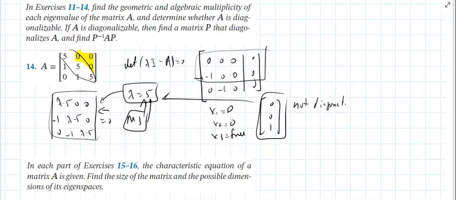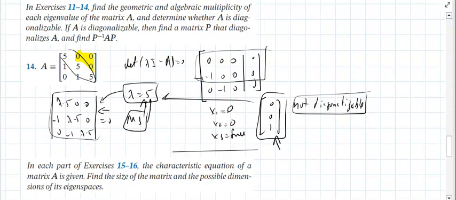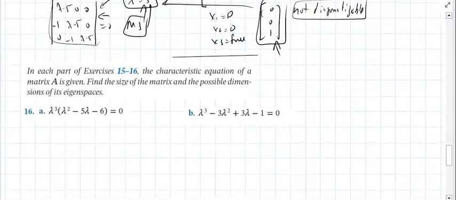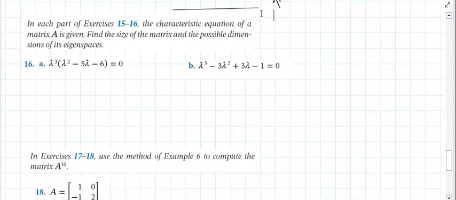Diagonalizable. I need an n by n to be able to find the inverse, right? This is 3 by 1. Another example, elaborating on what we just said. Characteristic equation has to do with polynomials from college algebra or pre-calculus, wherever you saw this. The characteristic equation of a matrix A is given. Find the size of the matrix and the possible dimensions of its eigenspace.